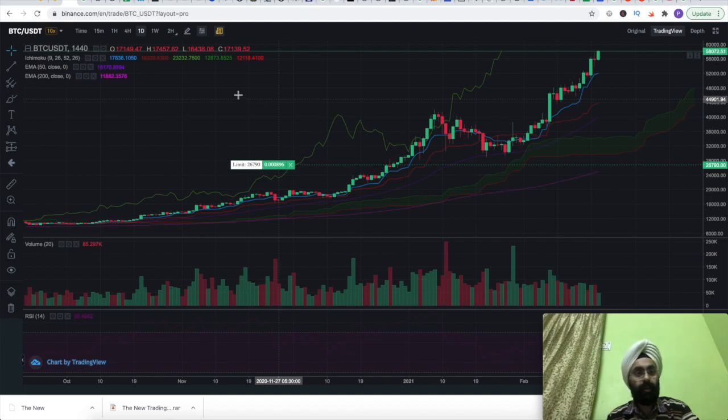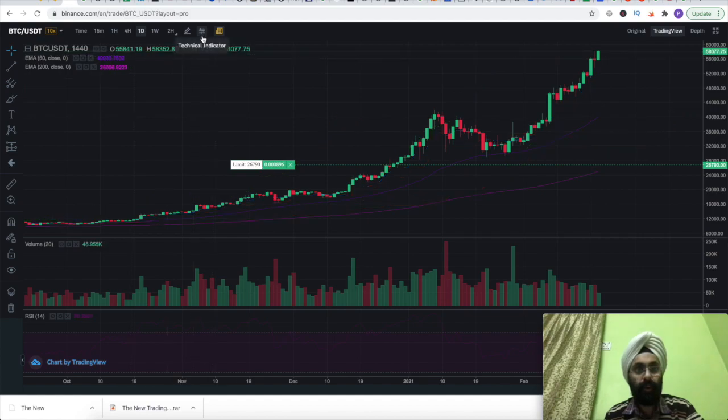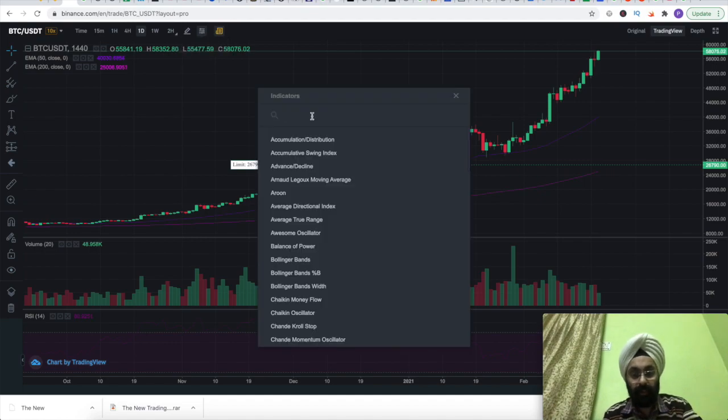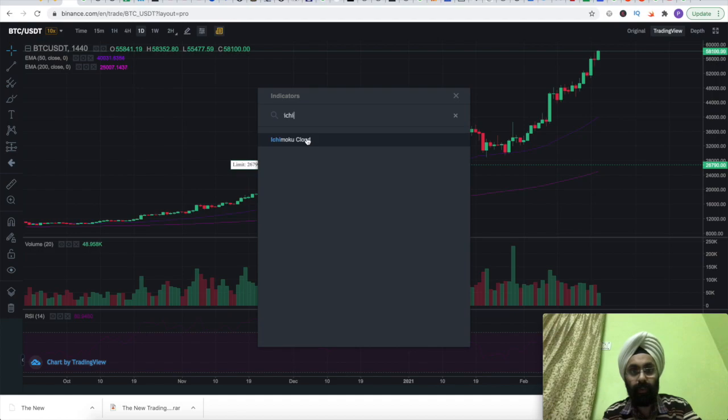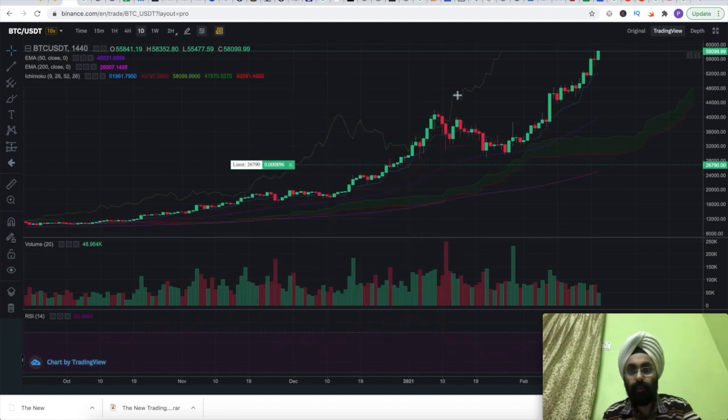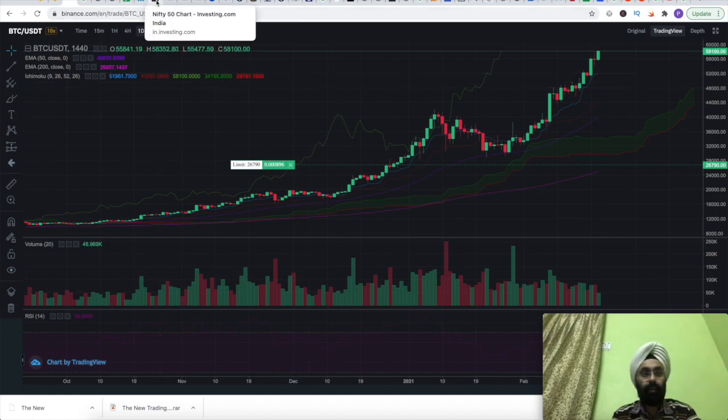And I will explain with the help of this Ichimoku Cloud how we can understand that the stock is in an uptrend. As far as adding Ichimoku is concerned, I am removing it, and for adding it you have to press these three lines here and type in the search box. So this is how you add Ichimoku Cloud on two different exchanges, Binance and Zerodha, and one chart site, investing.com.